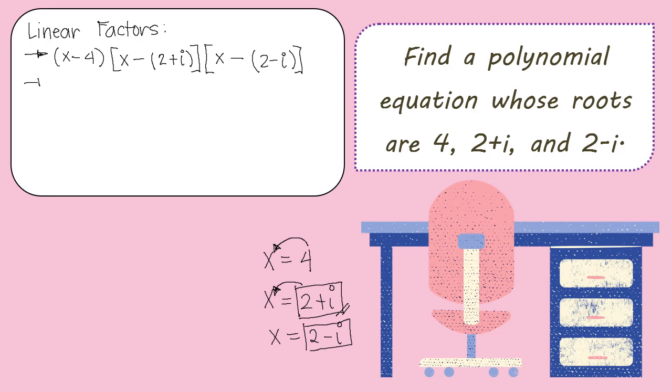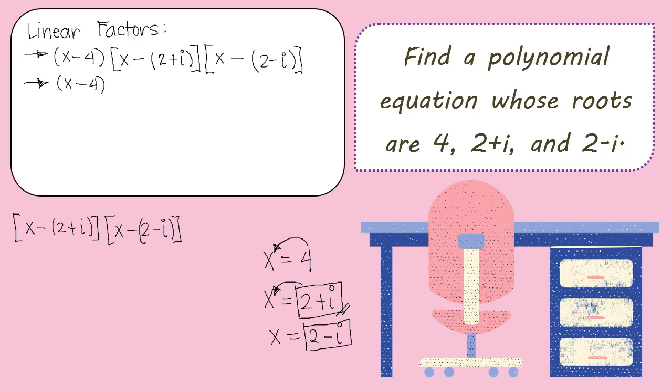You may now proceed with multiplying the factors, but if it involves linear factors somewhat like this, you are supposed to multiply first those complex linear factors. So we are supposed to multiply x minus 2 plus i with x minus 2 minus i. Okay, if you observe our linear factors, it's quite complicated.